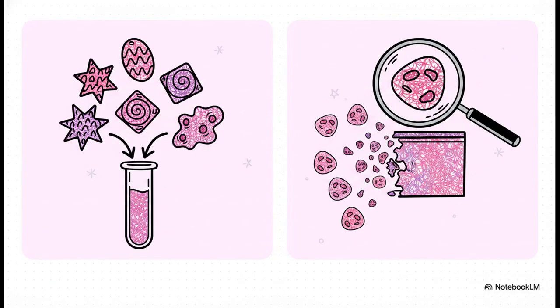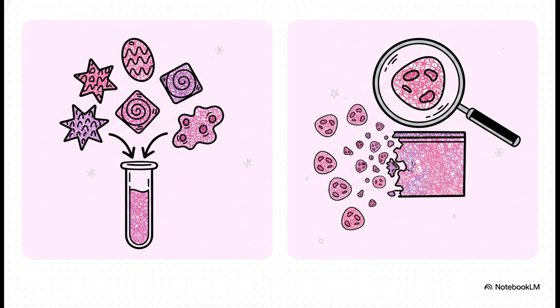Now, we have to carefully contrast how we actually gather this data. Let's compare bulk RNA sequencing with single-cell RNA-seq, or scRNA-seq. Bulk RNA sequencing averages gene expression across all the cells in a tissue sample. But because it averages everything, it totally obscures cellular heterogeneity and lacks any spatial context. It's like blending a fruit salad and trying to taste the individual grapes.